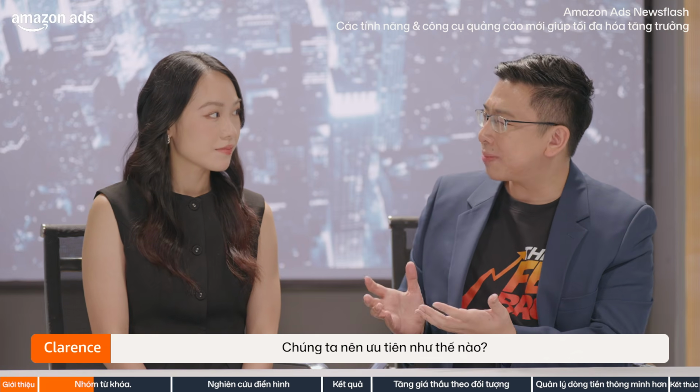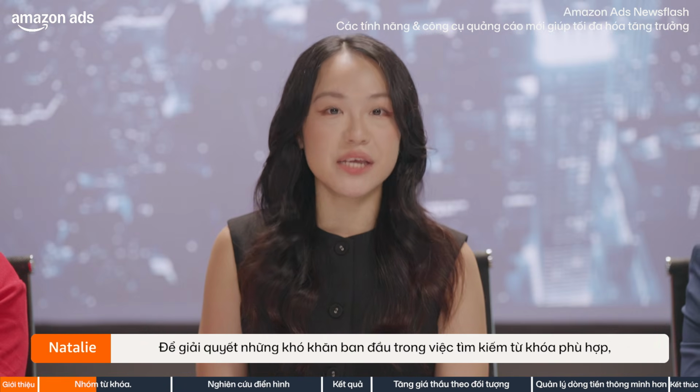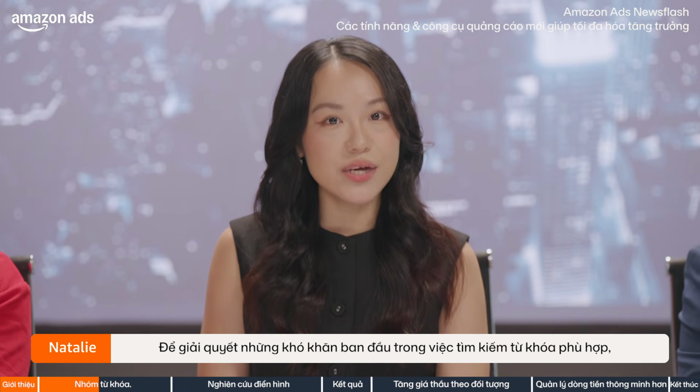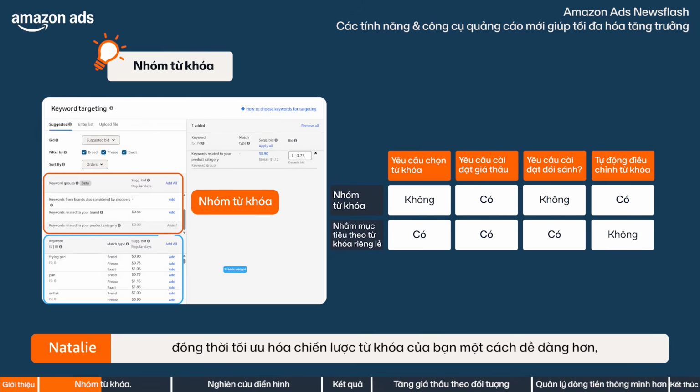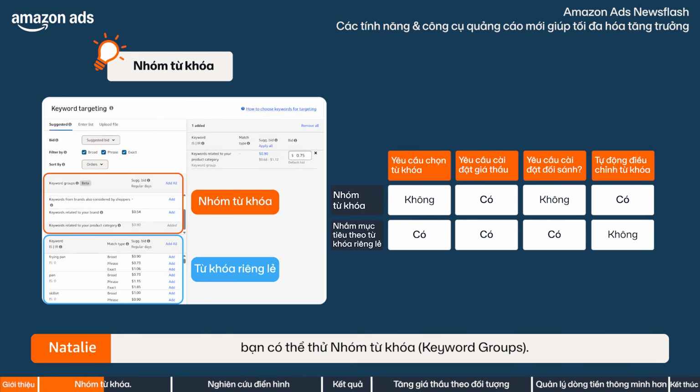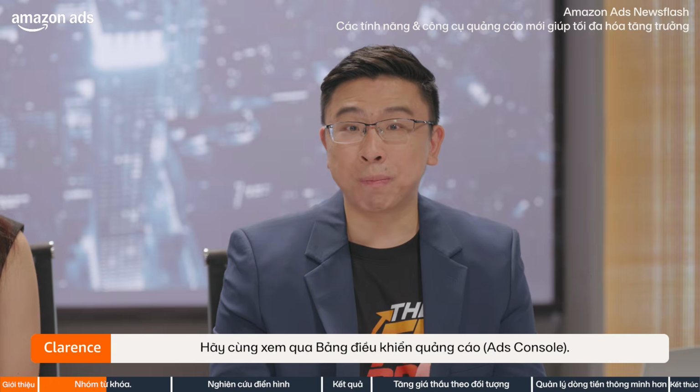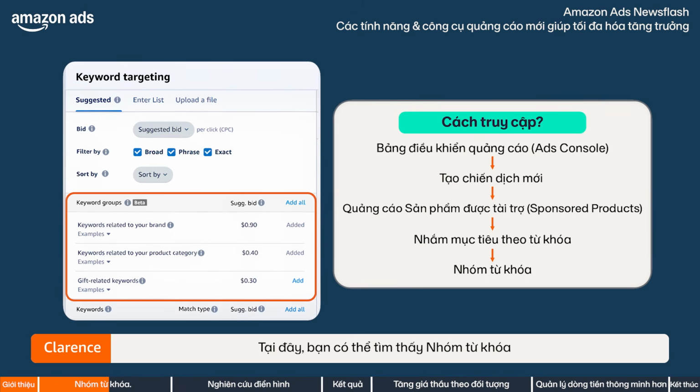How do we prioritize? Yes, and to overcome the initial challenges of finding the right keywords and optimize your keyword strategy in an easier way, you can try keyword groups. Let's take a look at the Ads console. Here, you can find the keyword groups above the usual individual keyword targeting.